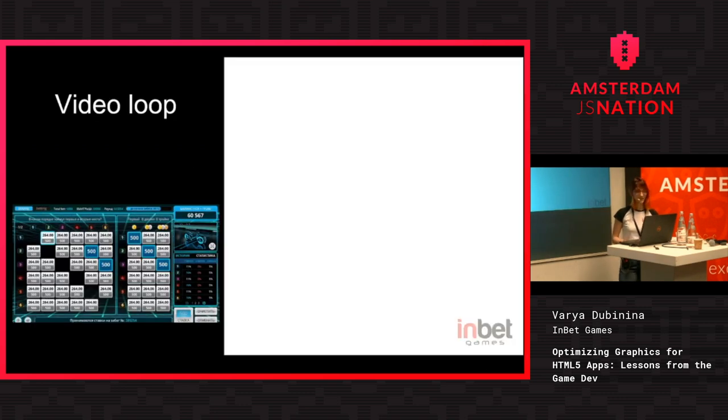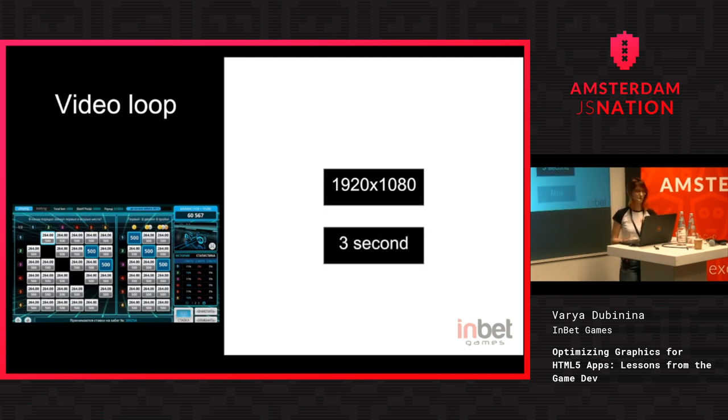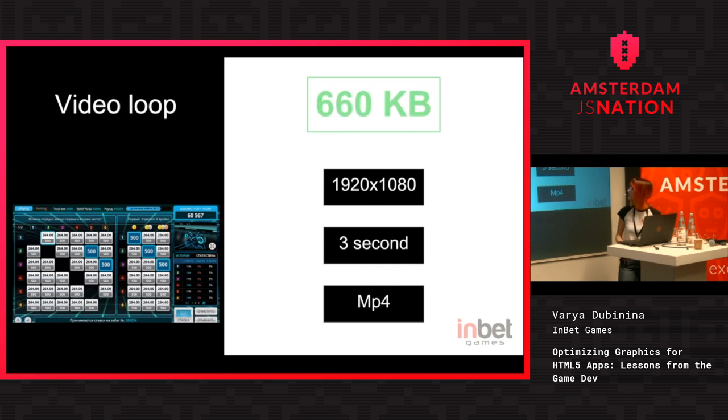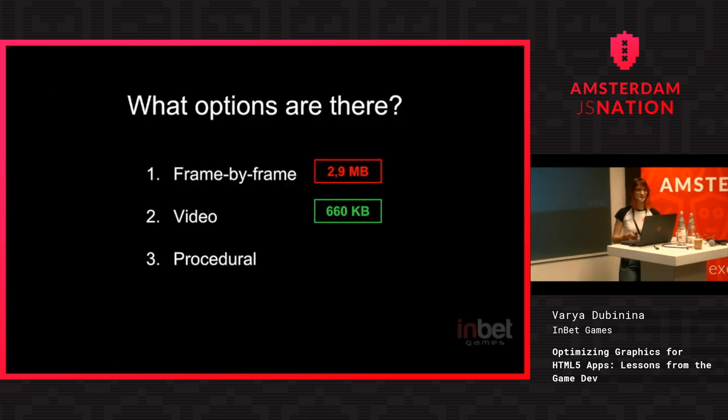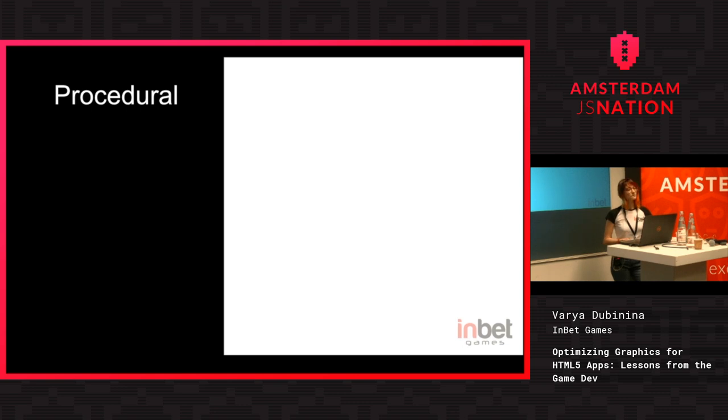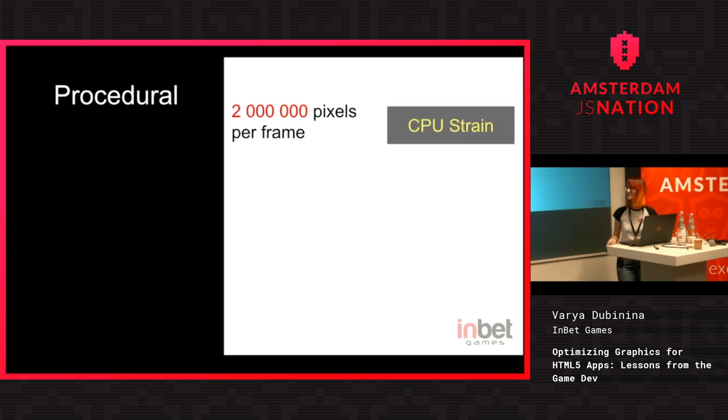Video. At 1920 by 1080 res, a 3 second video loop in MP4 would weigh around 660 kilobytes, which is a much better result. But let's see if we can beat that. What if we wrote a script that would generate and move the shapes in real time? Now we don't have to pack any assets for the background, just a script that's going to render 2 million pixels per frame, every frame, for as long as it takes the player to notice that something's overloading his CPU big time and shuts the game down.